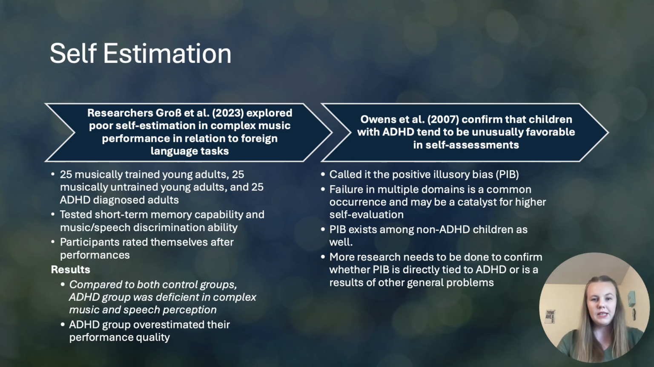What they found was that compared to both control groups, the ADHD group was deficient in complex music and speech perception, and that they often overestimated their performance quality. Now, this is something that happens in other individuals, and not just ADHD individuals. A study done in 2007 confirmed that children with ADHD tend to be unusually favorable in self-assessments. This is called the positive illusory bias.